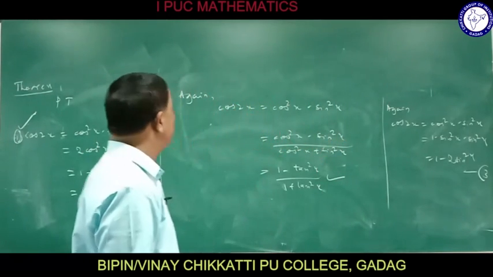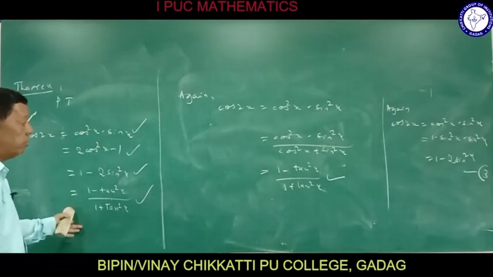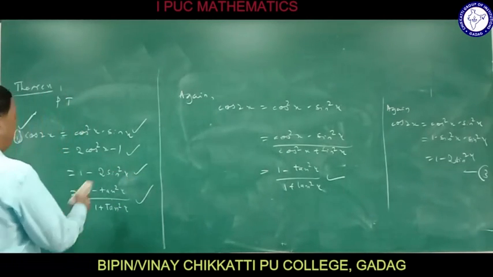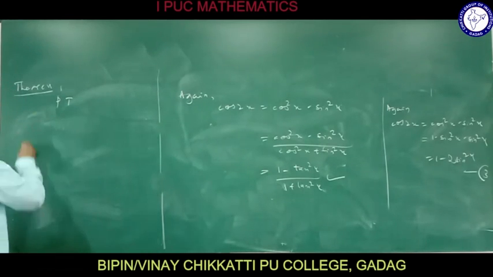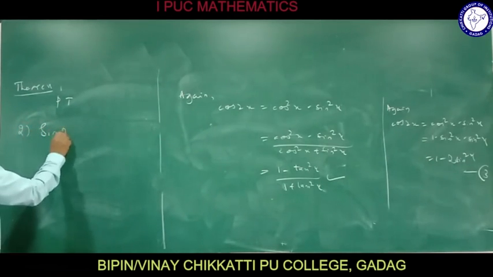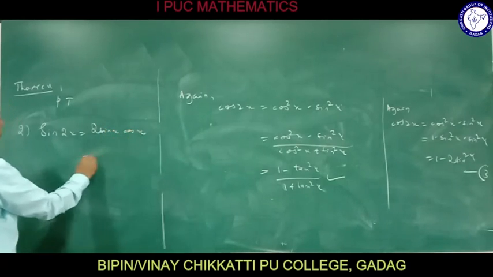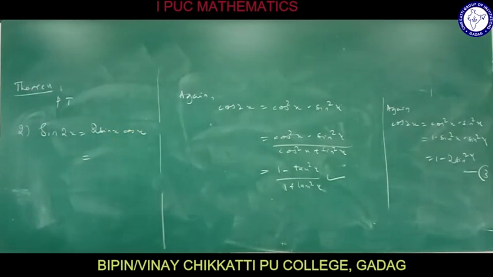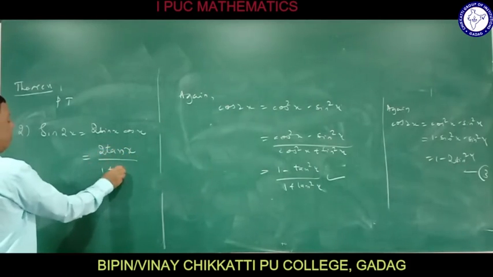Now we have to go for sine 2x. The cos 2x formulae are over: 3 formulae, and you have to remember all 3 and use whichever is suitable. Now I write the second set of formulae, related to sine, that is sine 2x is equal to 2 sin x cos x. So we have 4 formulae, where here you have to get only 2 in terms of tan, with 1 plus tan square x.